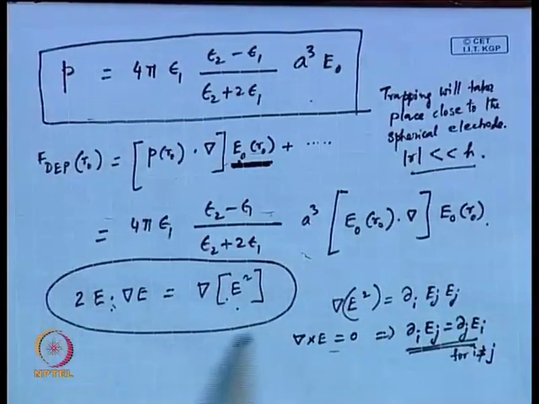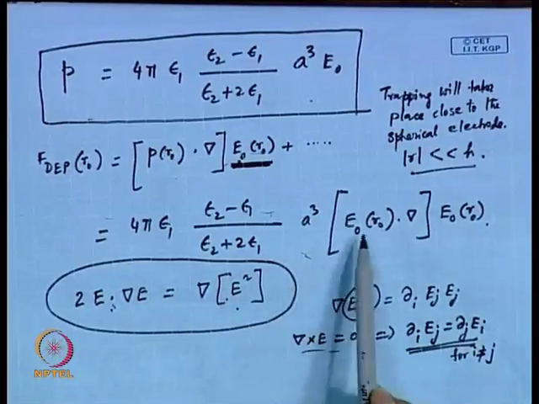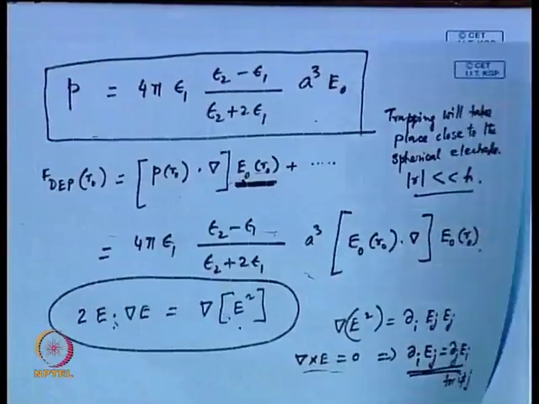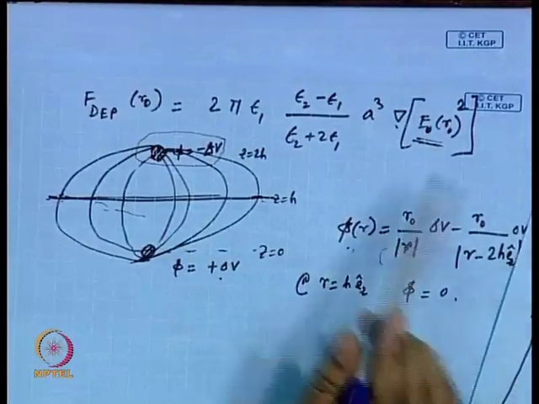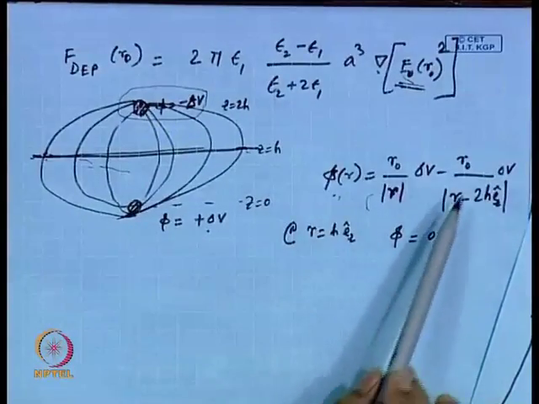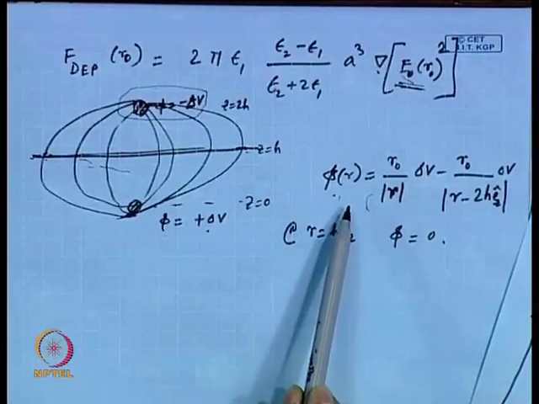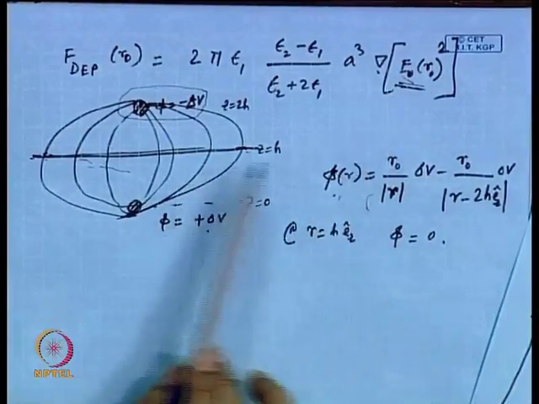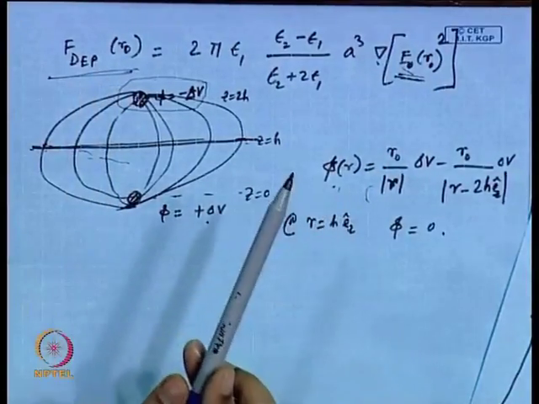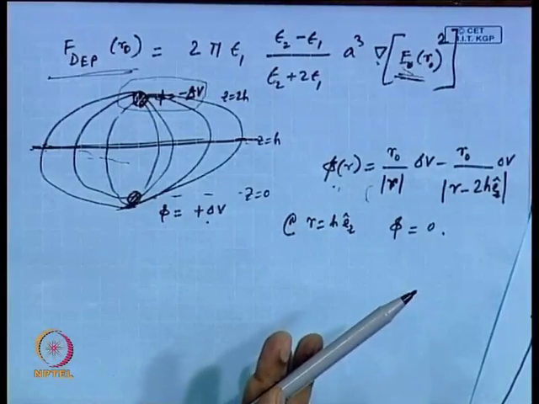And there was this identity that was utilized. This identity could be utilized since del cross E is equal to 0, and that identity has gone into finding this E dot del E. This allowed us to write this as del of this thing squared, and then we are going to put this electric field here, with the potential, and take the derivative of it to come up with the expression for FDEP. This we will equate with F drag to find out what V naught we can tolerate. So, that is the essence of this.